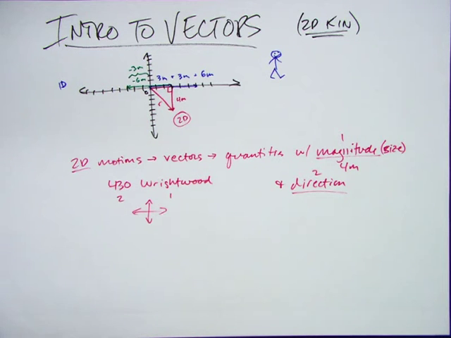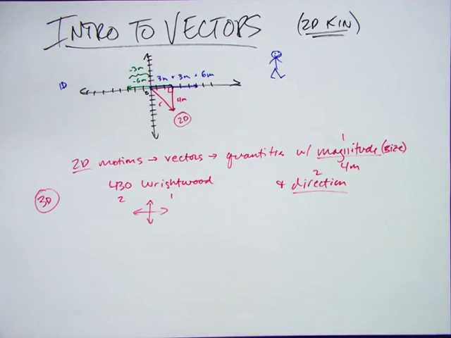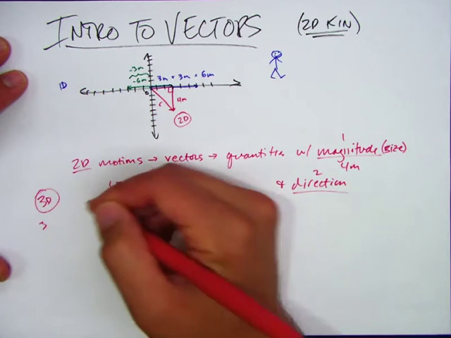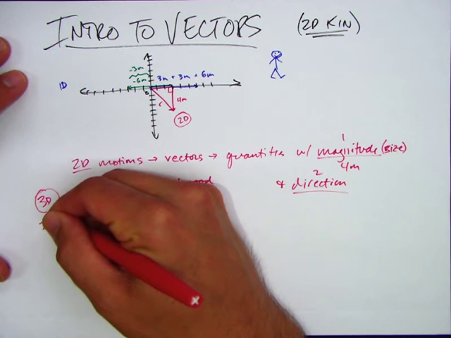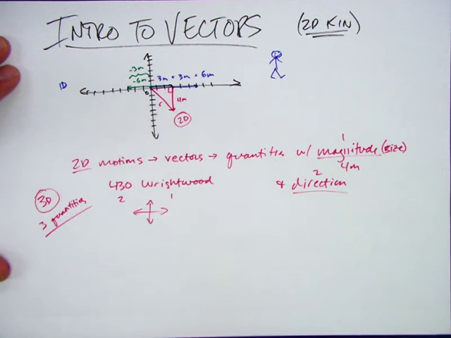So vectors are things that require 2 or 3. We could do 3D vectors. We're going to leave that for the most part alone and deal with things in 2 dimensions. But just know that however many dimensions of space I'm dealing with, I need that many quantities to describe that vector. In three dimensions, I'd need three.